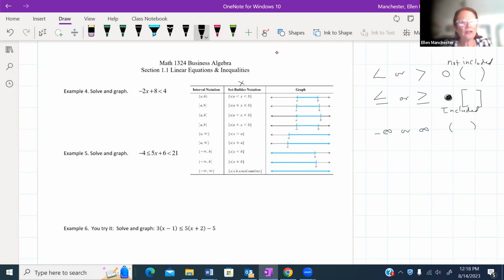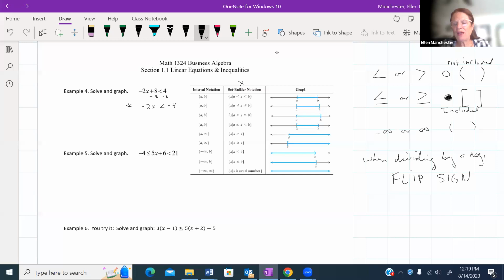We're going to do it exactly the way we do with an equation. We're going to get rid of the 8 first by subtracting 8. So this is just a two-step equation. We end up with negative 2x is less than negative 4, because 4 minus 8. So this is the big change right here. When dividing by a negative, you have to flip the sign. Otherwise, it doesn't stay as a true statement.